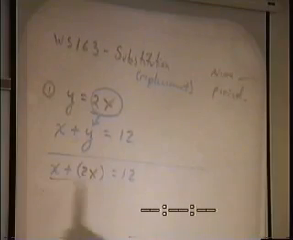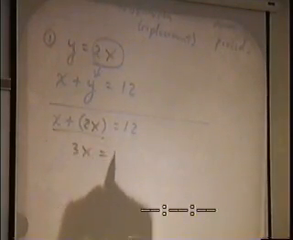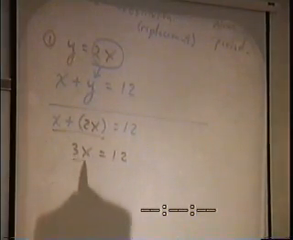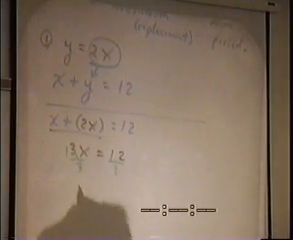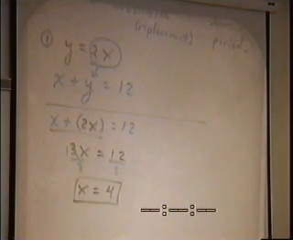Well, you have to simplify this. What is x plus 2x? 3x is equal to 12. Divide by 3 on both sides. Solve it. We get 1x is equal to 4. And you're not quite done because you need to substitute the 4 into your other equations.